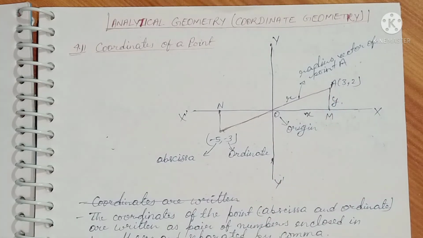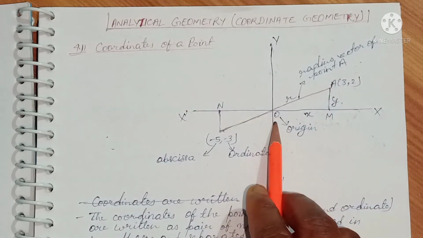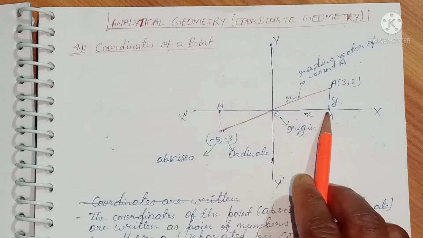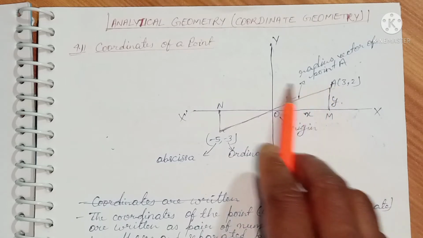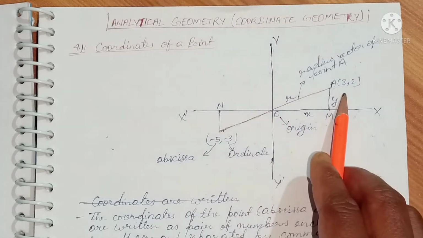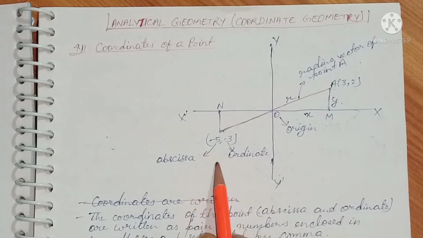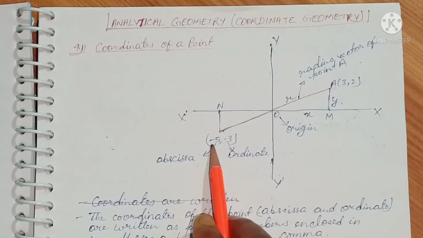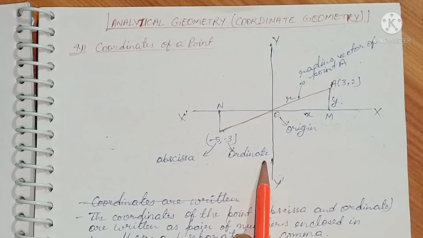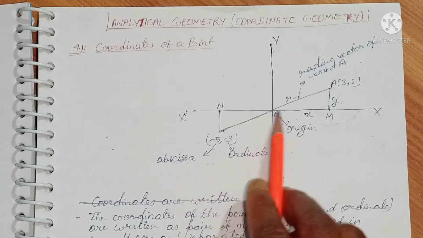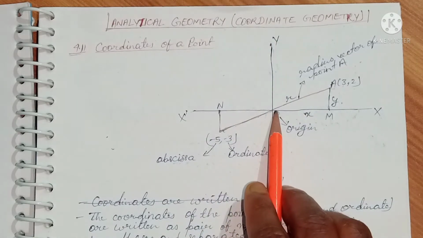So this horizontal distance, or you can say the perpendicular distance of this point A from y-axis, that is known as abscissa. Okay, so it is represented here. Abscissa means the first coordinate is known as abscissa and the second coordinate is known as ordinate. So what is abscissa? The horizontal distance from the origin, and ordinate means the vertical distance from the origin.